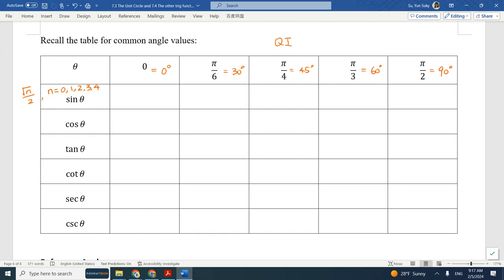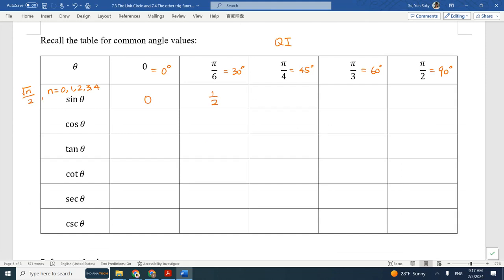Let's plug in. If you plug in n is 0, what do you get? 0 over 2 is 0. So sine 0 is 0. Okay? Next number, you plug in 1. What is square root of 1 over 2? 1 over 2.